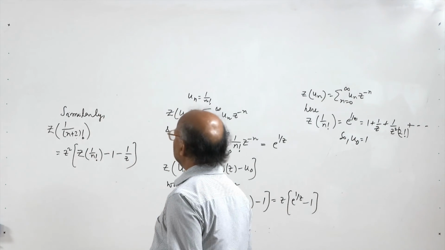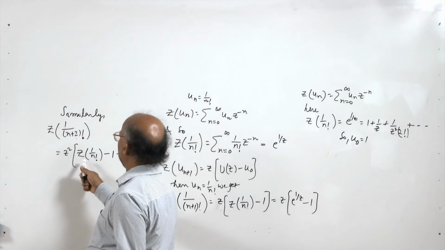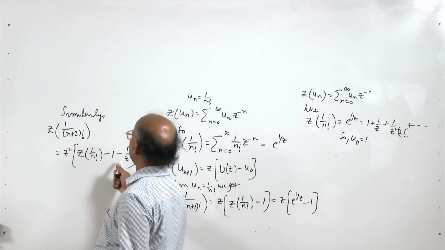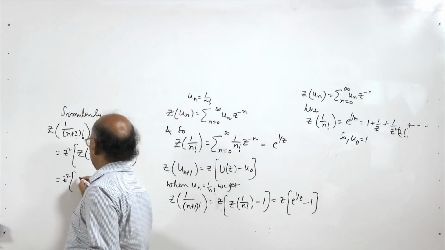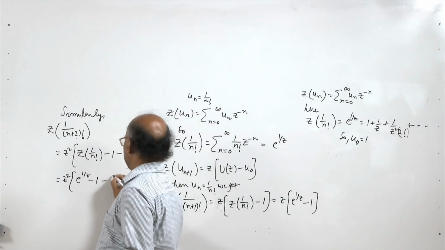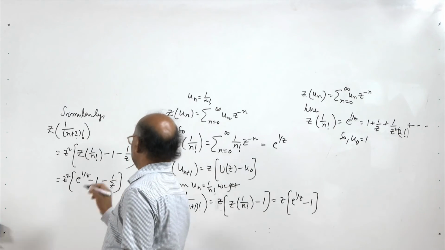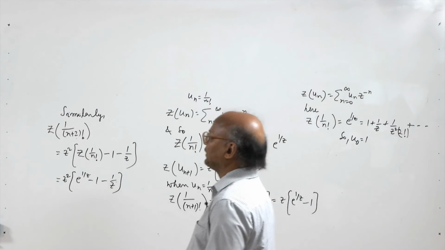because the z transform of u_(n+2) is z square times the z transform of u_n minus u naught minus u1 by z. So this is z square times (e to the power 1 by z minus 1 minus 1 by z). So this is how we find the z transform of 1 over (n plus 2) factorial.